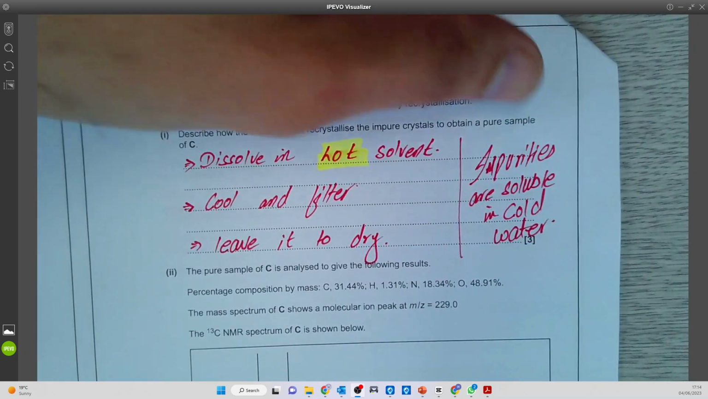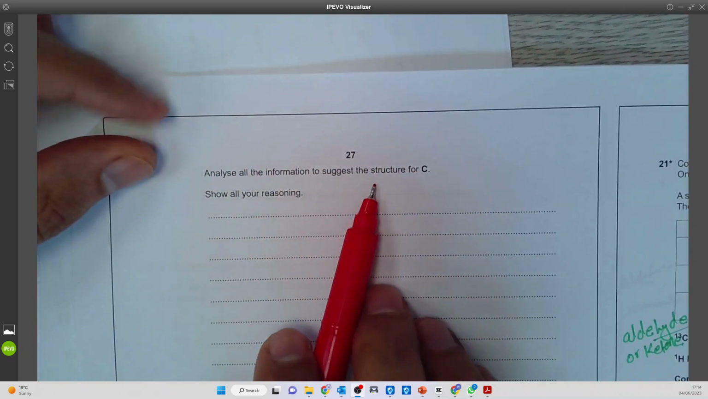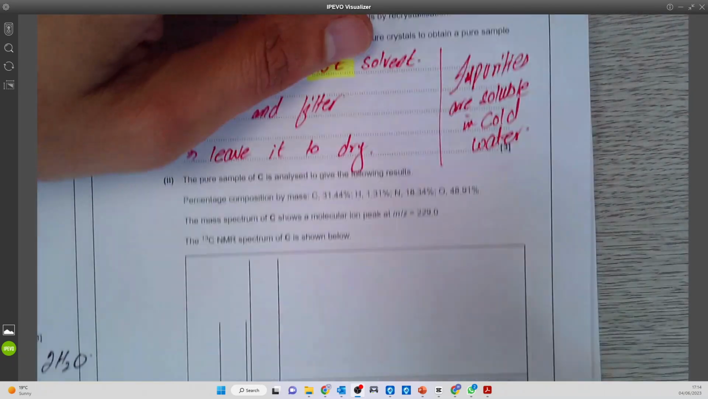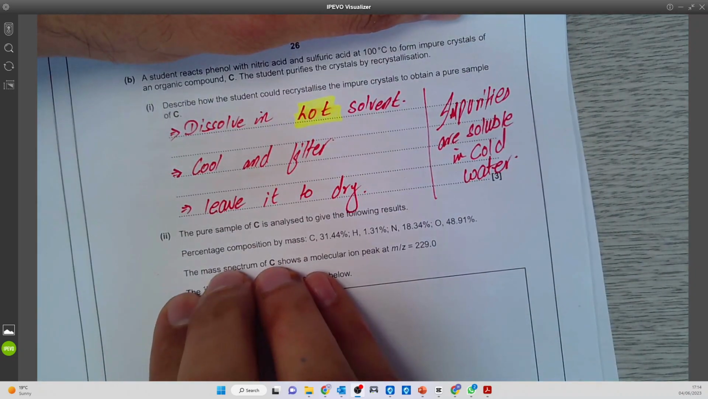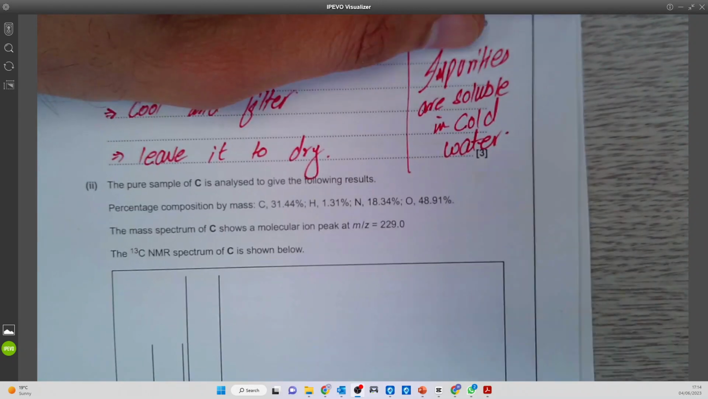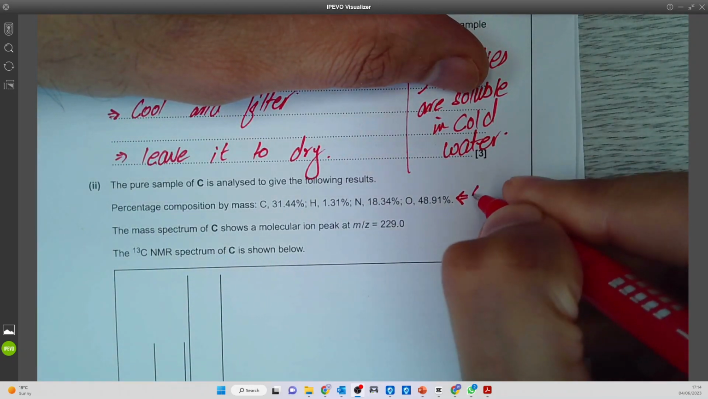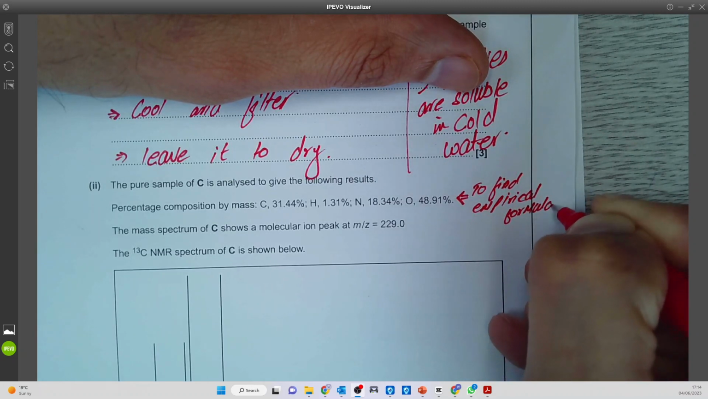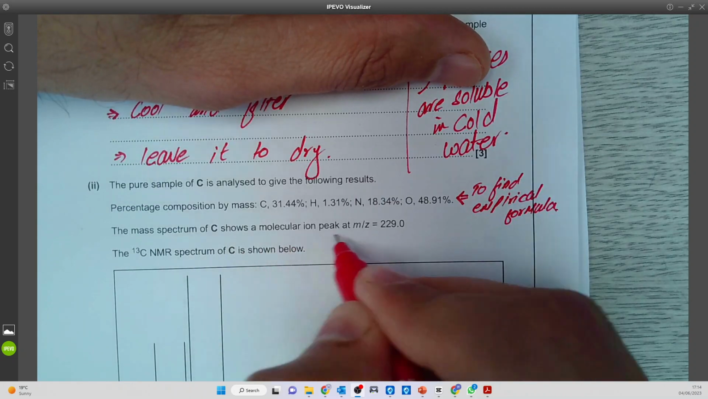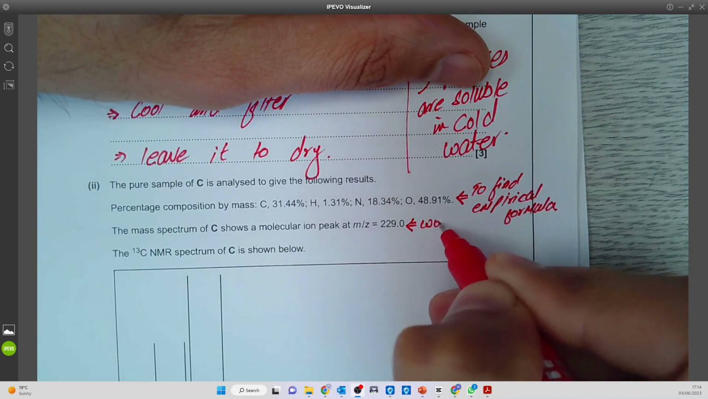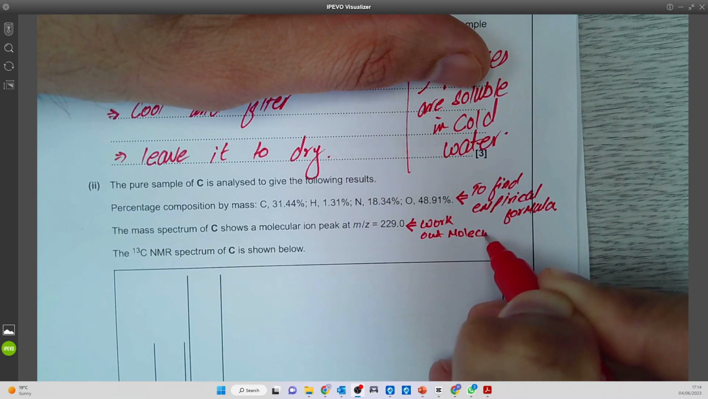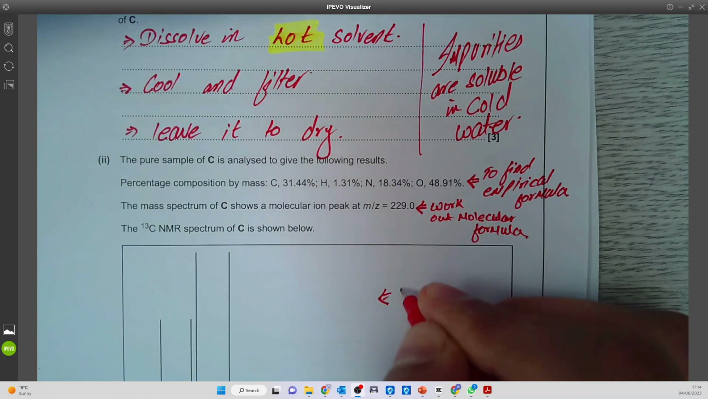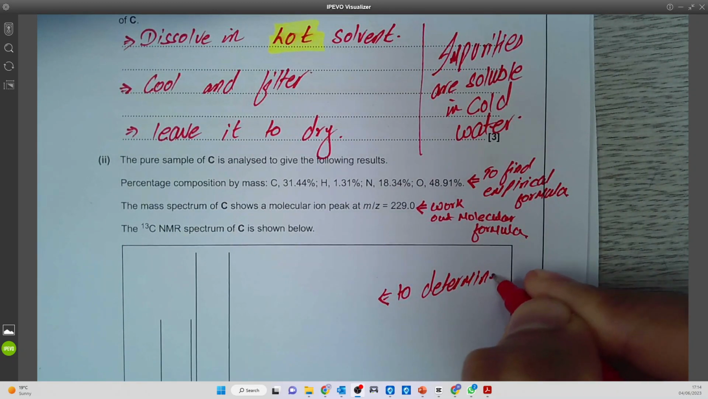Okay, now next question before I start working on it, let's see. The question says analyze all the information to suggest the structure of C. So we need to determine the structure of C based on this data. Again, one of the very important questions. So what I see here is I'm not going to look at this section first. If I look at it carefully, they've given me some information. I can make use of this information to work out empirical formula. I've then been given the MR, right? Because it says molecular ion peak is at this. I can use this to work out molecular formula. Then I can use this to determine structure.